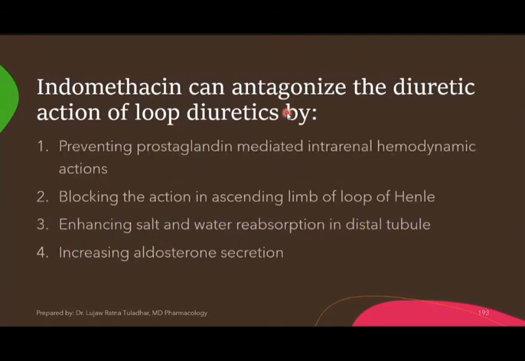Indomethacin can antagonize the diuretic action of loop diuretics by Shweta Verma. Yes. So first option, by preventing prostaglandin mediated intrarenal hemodynamic actions. Very good. Because loop diuretics stimulate formation of prostaglandins, whereas indomethacin, being an NSAID, inhibits the synthesis of prostaglandins.